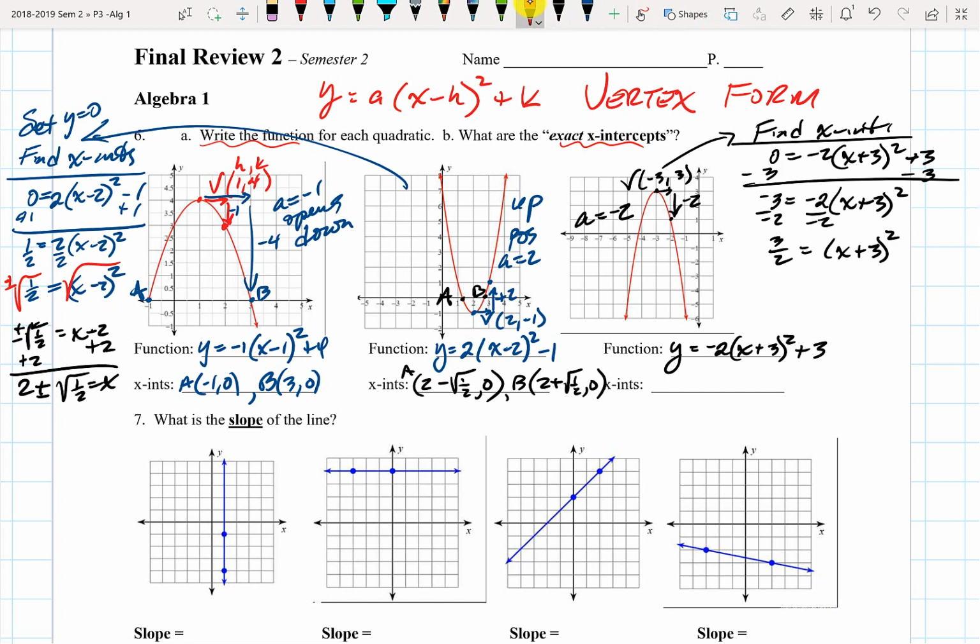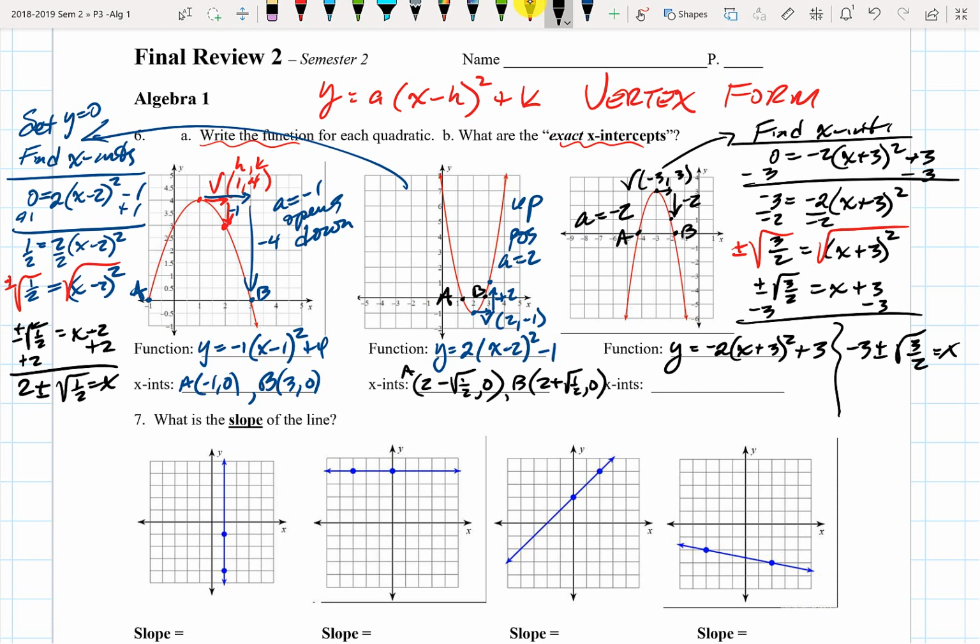Now you square root, just like the other one over here. Don't worry about it if you have fractions, just go with the flow. So you get plus or minus the square root of 3/2 = x + 3. And then when you subtract 3, you're done. So you get -3 plus or minus the square root of 3/2. So the first x-intercept, A, is at (-3 - √(3/2), 0). B is (-3 + √(3/2), 0).